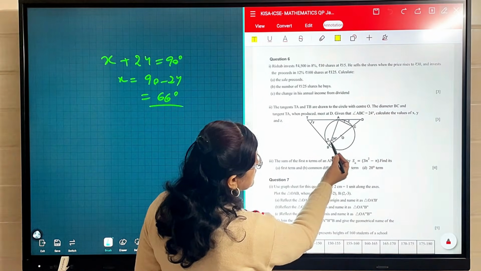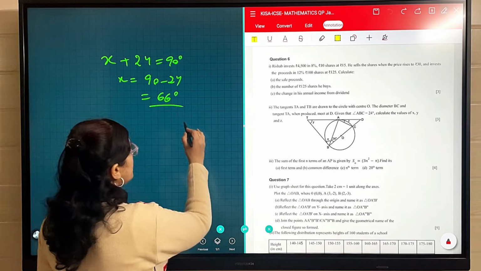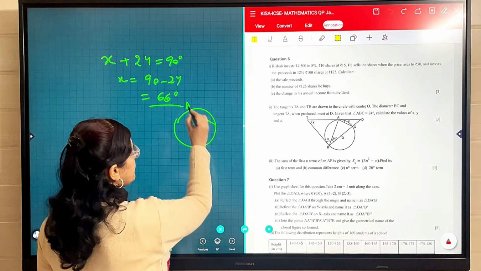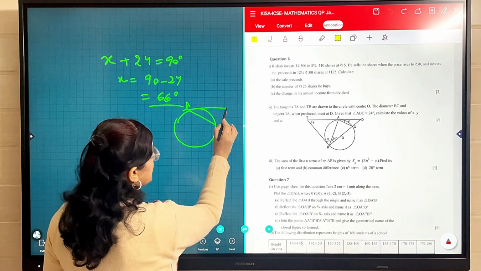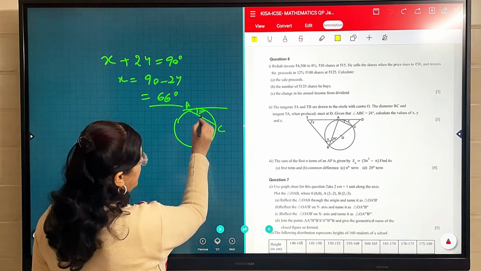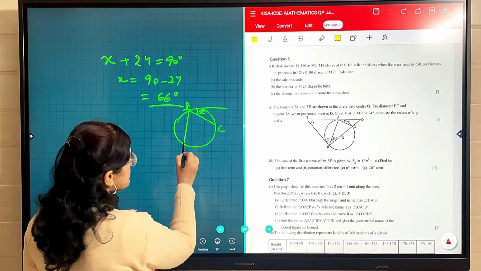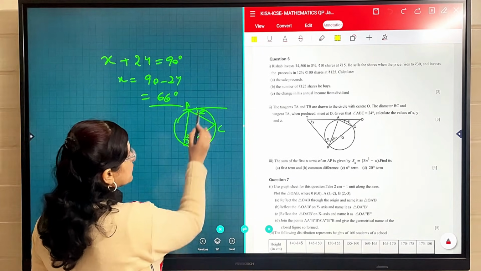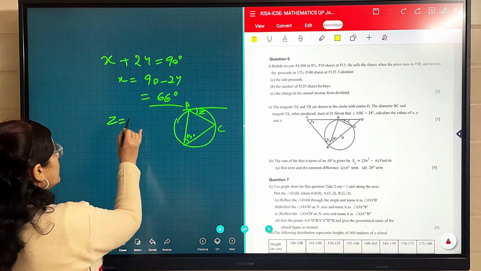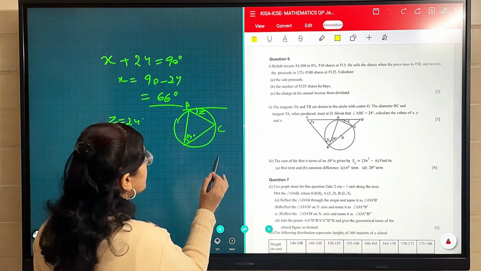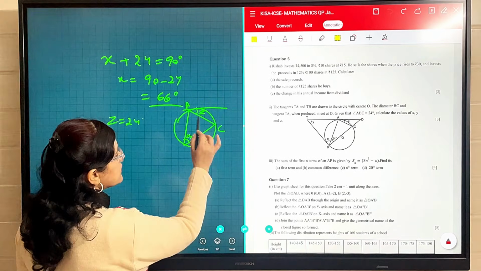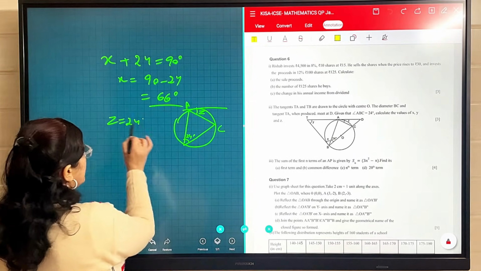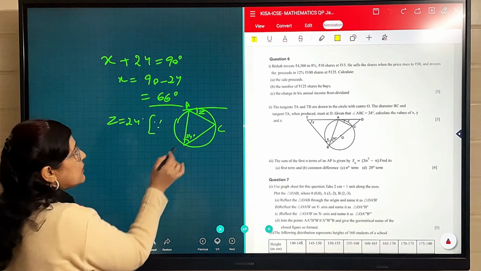If this angle is 24, it means this is the angle made between the chord and the tangent. This chord AC, if we are considering, and this is the tangent, this angle is Z, and this same chord is making an angle of 24 degrees in the alternate segment. So this Z is equal to 24 only, and you have to give the reason: the angle made by a tangent with a chord is equal to the angle made by the chord in the alternate segment of the same circle. It means Z is equal to 24.